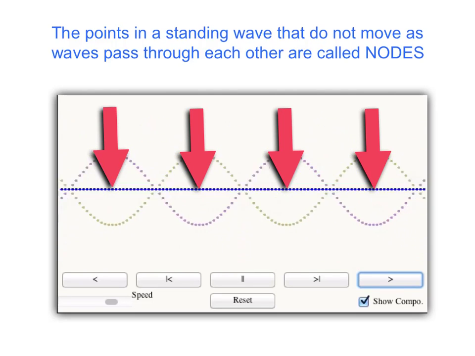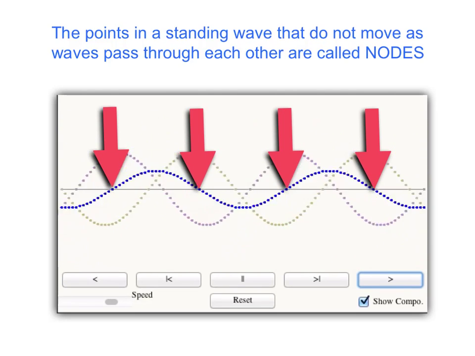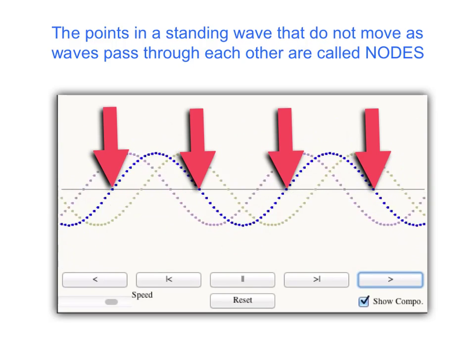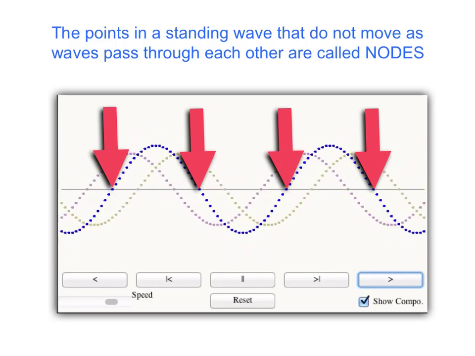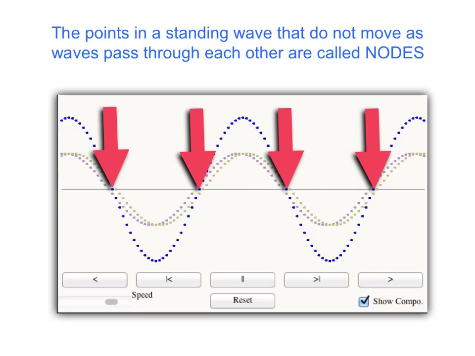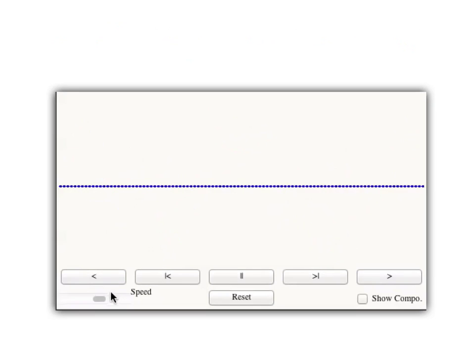Nodes are areas where there is destructive interference going on, and that's why they don't move. All the time that the waves are going through each other, the waves are always canceling out at those locations. So these locations are called nodes. But just like there are areas of canceling out, or destructive interference, in a standing wave, of course, there are also areas of constructive interference where the waves are adding.